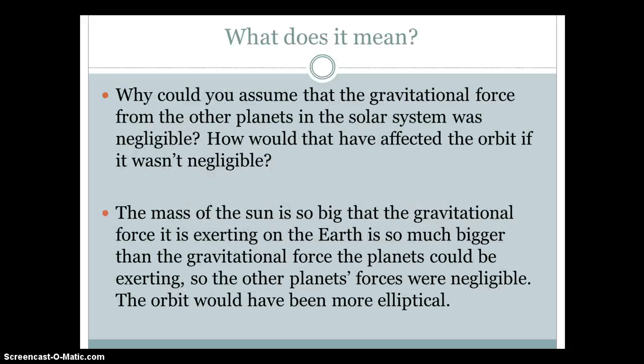My what does it mean question was, why could you assume that the gravitational force from the other planets in the solar system was negligible? How would that have affected the orbit if it wasn't negligible? The mass of the Sun is so big that the gravitational force it is exerting on the Earth is much bigger than the gravitational force the other planets could be exerting, so the other planets' forces were negligible. The orbit would have been more elliptical if the gravitational forces from the other planets had been taken into account, rather than as circular as it came out, which you guys saw in the model.